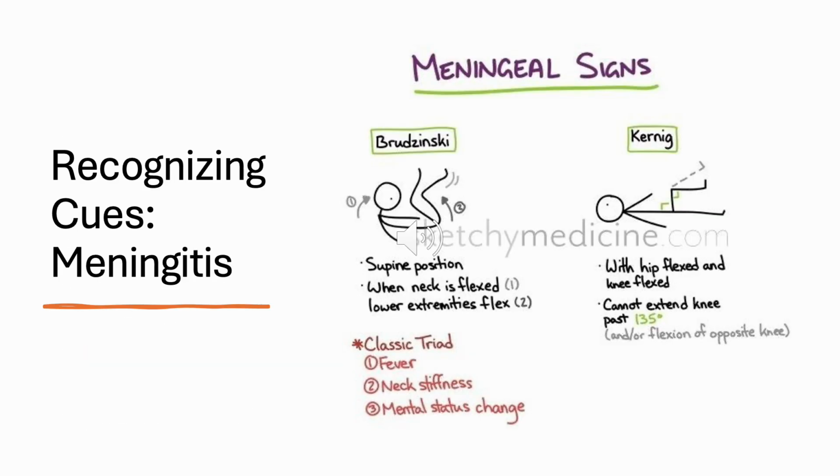There are two classic meningeal signs that you need to know, so they'll have a positive sign of each one of these if they have a meningeal problem. The first one is Brudzinski's sign. When they're in the supine position, you flex the neck, and if the lower extremities flex, that's a positive Brudzinski sign, okay? And then the Kernig sign is another meningeal sign. With the hip flexed and the knee flexed, you can't extend the knee. So I remember it as: can't extend the knee is Kernig sign. Okay, so you need to know those two signs for both med-surg and pediatrics.